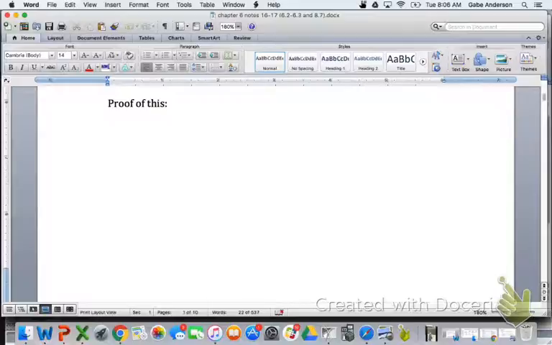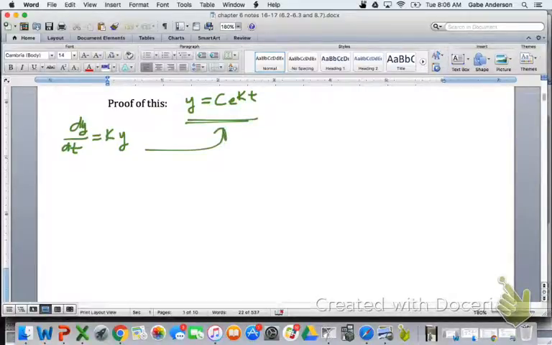Okay, so we're going to start off with dy dt equals k times y. We're going to end up with y equals ce to the kt. We're going to prove that this relationship up here comes from this relationship down here. So here we go. We've got a differential equation. To solve a differential equation, our first step is to get all of the variables separated. So all the y's on one side, all the t's on the other. The k is a constant, as I mentioned before. The k is not a variable.